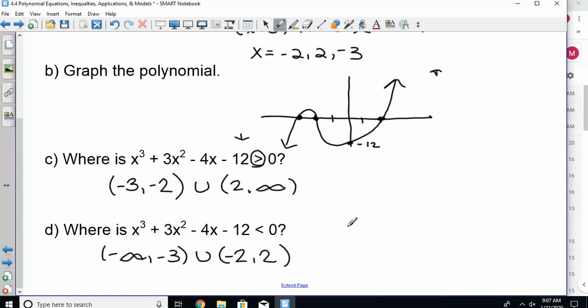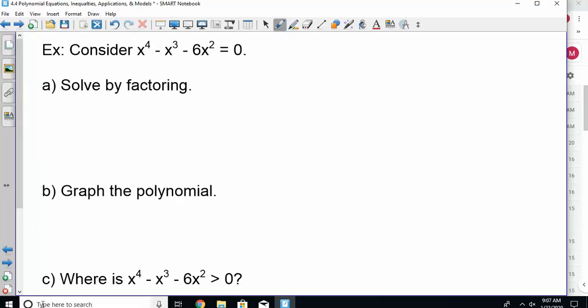Okay, so that's really all we're doing today. Solving equations by factoring instead of P's and Q's, and then the only new questions that we weren't doing before are the less than and greater than zeros that I might ask you from the graph. So let's do another one like that.